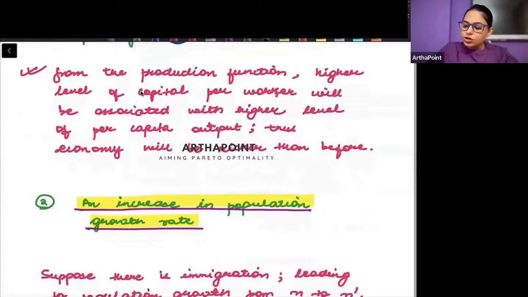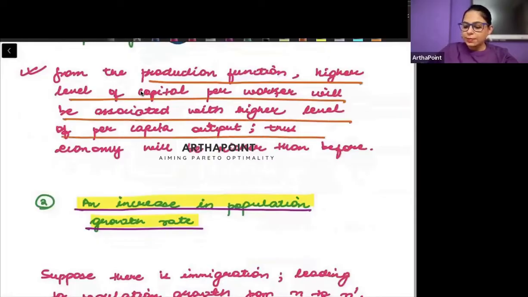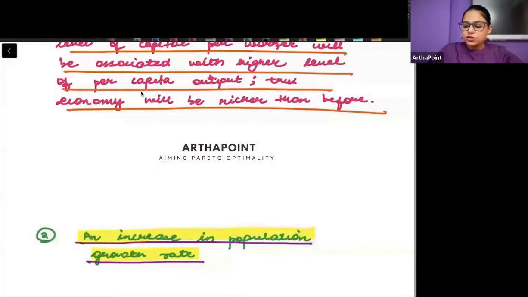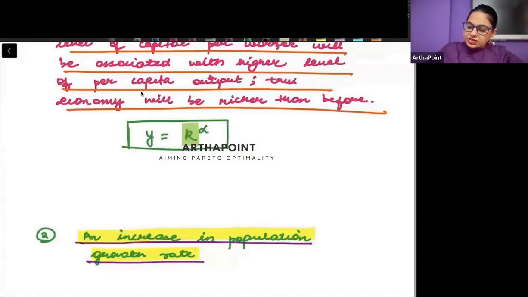Okay. From the production function, a higher level of capital per worker will be associated with a higher level of per capita output. Thus, the economy will be richer than before. Now, you remember what our production function was? Our production function was y is equal to k to the power alpha, right? So if this k, k at steady state, has increased, won't y also increase? y will also increase. If this is increasing, and y is k to the power alpha, then y will also increase.